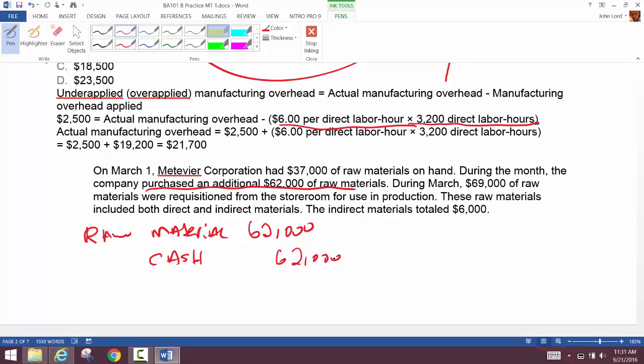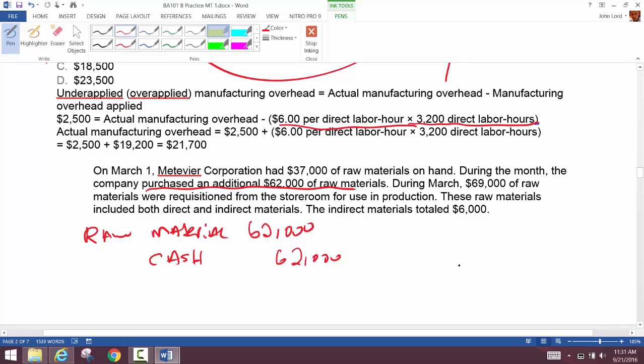Now we say that during March, 69,000 of raw materials were requisitioned from the storeroom. Requisition means requested. Hey, storeroom, can you send me some materials? We're about ready to start this job. That's the production guy saying that. And so the materials guy goes, I hate that guy. So they're going to send it now? So we requisitioned it.